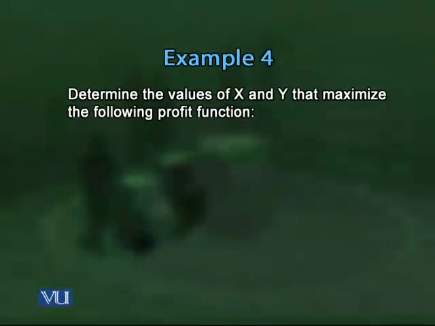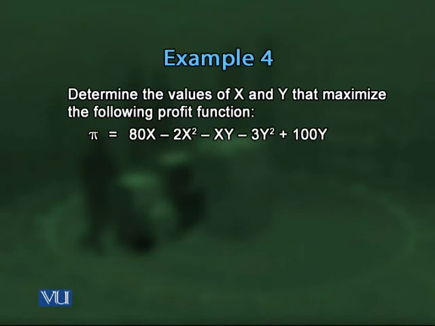In order to illustrate the partial optimization, or the optimization where we have a multivariate function, we give an example here. We have to determine the value of x and y that maximize the following profit function. The profit function given is pi equal to 80x minus 2x square minus xy minus 3y square plus 100y.